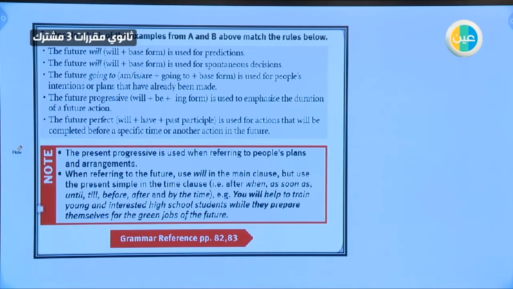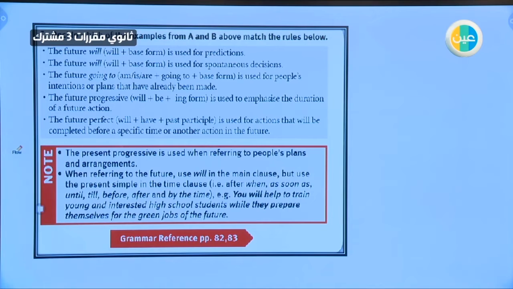Another kind, future progressive. When I say future progressive, maybe this is the first time you hear it. Progressive usually means -ing. So I will have a future and -ing together. I will have will, after will the infinitive or base form. So I will say will be, and then the main verb with -ing.